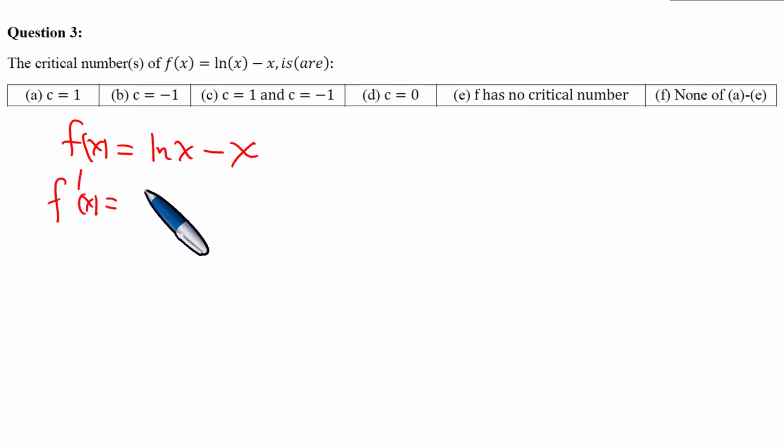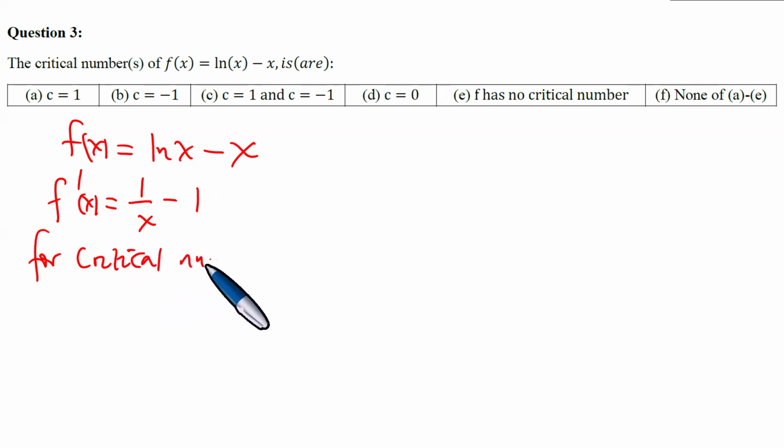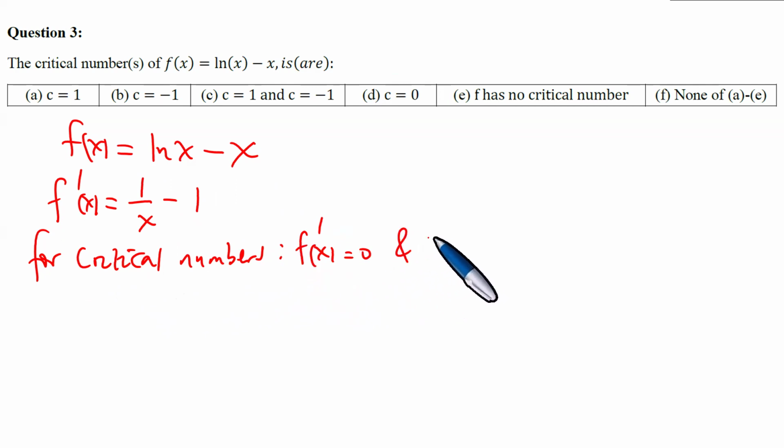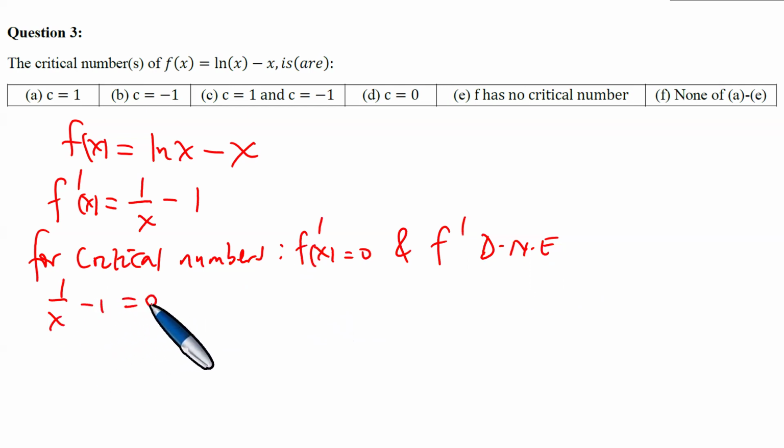But to find the critical numbers, we first find the first derivative. The derivative of ln of x is 1 over x. The derivative of minus x is negative 1. For critical numbers, we put the derivative f prime of x, we equate it to 0. But also, we look at where f prime does not exist. So we're going to look first at 1 over x minus 1 equals 0.